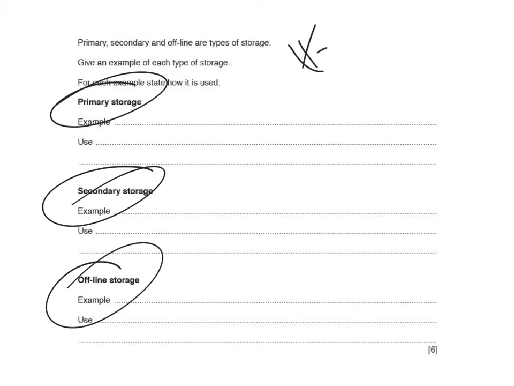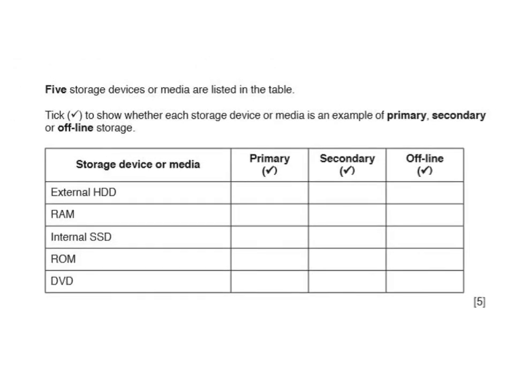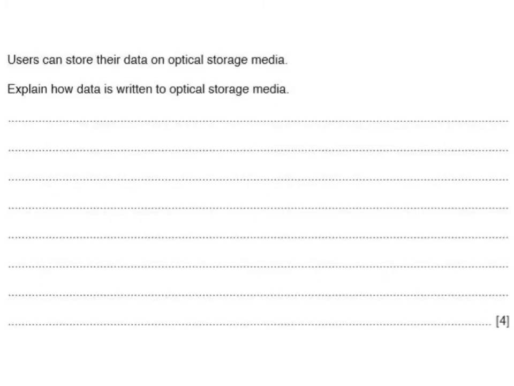So we've seen these ones before: primary, secondary, offline storage. So we can see that that's a question that happens more often than others. Hopefully you can answer that one fairly straightforwardly. Now, External HDD, be careful, there's the trick. People say HDD and think it's secondary because it's external. RAM's primary, internal, SSD is secondary, ROM we know is directly accessed, and then DVD offline, removable.